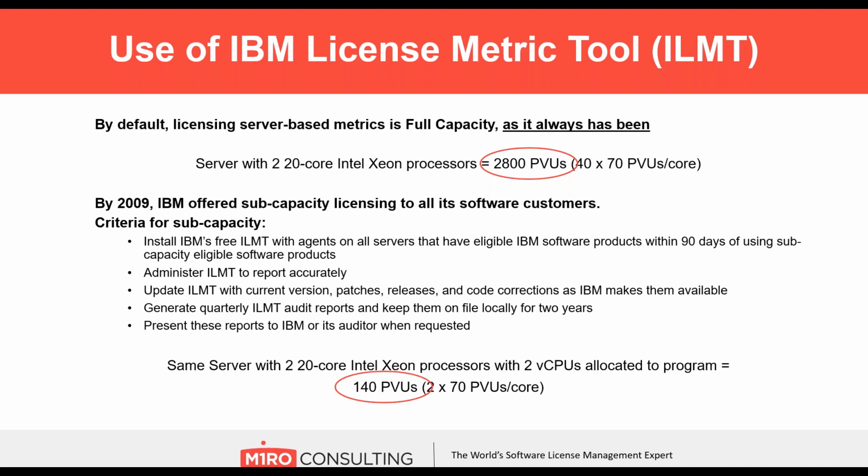But there is a clear advantage here, even though you have all this extra work. Let's say on this same server with two 20-core processors, I've only allocated 2 virtual cores. 2 times 70 is 140 as compared to 2,800. And some PVU licenses are expensive. If you need hundreds of them and they're $500 each, that's a significant savings. In a virtualized environment, it's always advantageous to use subcapacity licensing.